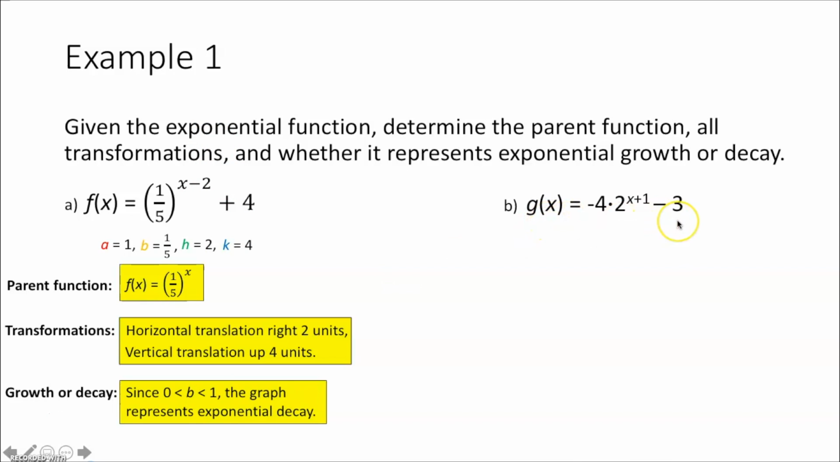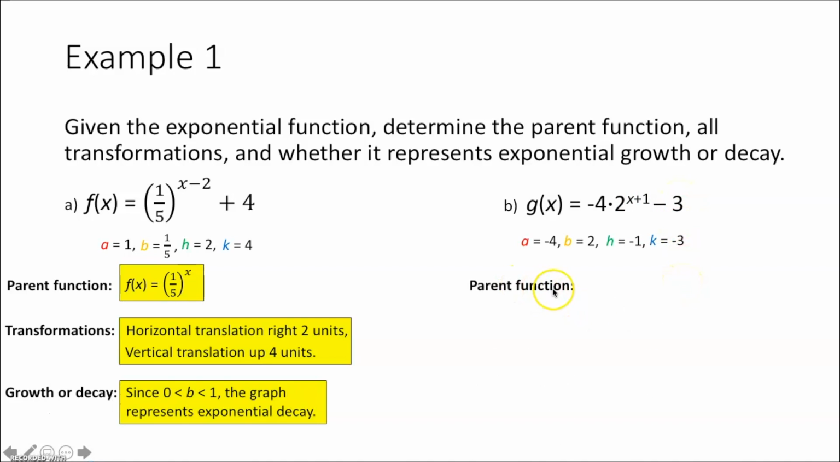B, we have this function. Again, let's talk about our A, our B, our H, and our K. So our A value is this number in front, that would be -4. Our B value is whatever's being raised to our variable exponent, so that would be 2. Our H value is the opposite of whatever you see added or subtracted in that exponent, so +1, which means our H value is going to be -1. And then our K value is going to be whatever's added or subtracted at the end, so that would be -3. Now we go through and answer our questions.